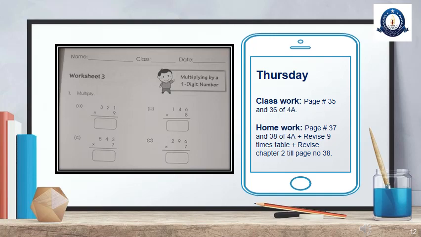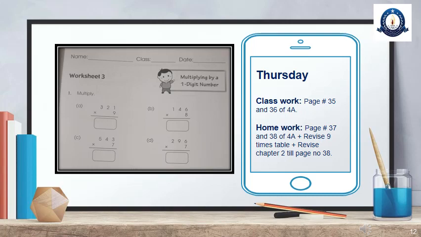And then multiply the hundreds by 9. 9 threes are 27 plus 1 carry 28. So answer will be 2889. In this way you will complete your classwork and homework pages.